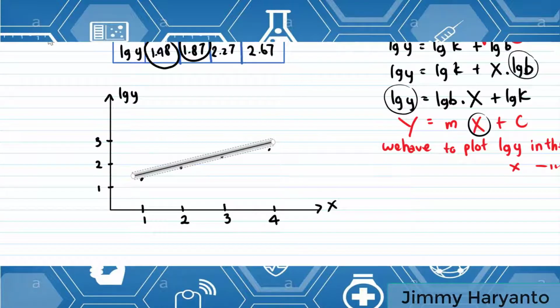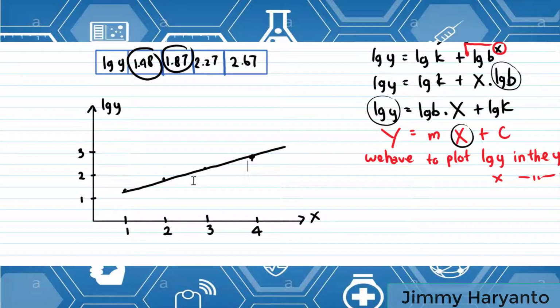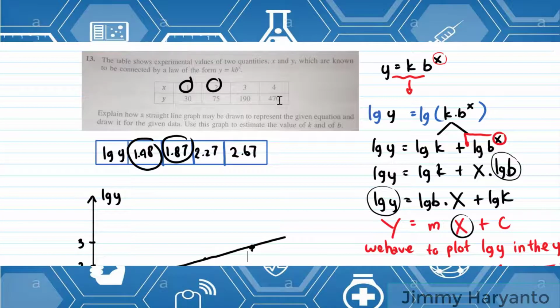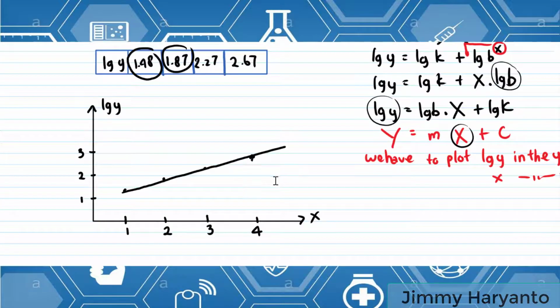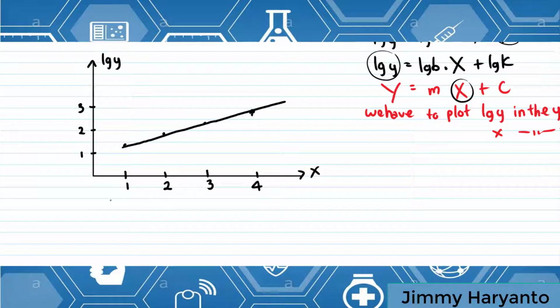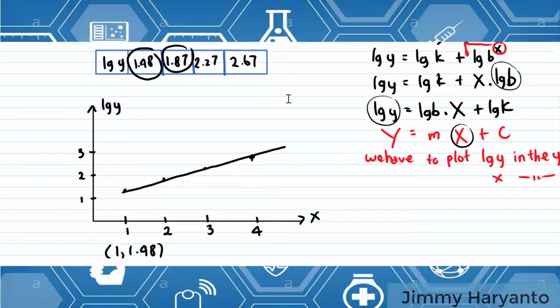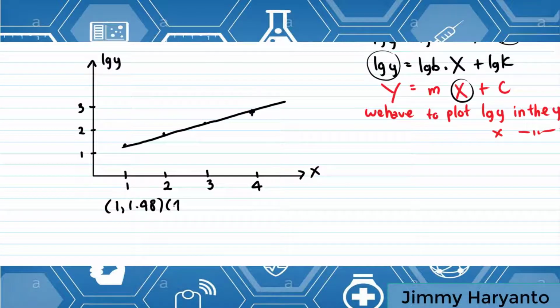Okay, this straight line. Wait a minute. Okay, the straight line will be like that, and then we have to find the gradient. Yeah, we will use 2 points. I will use the first point and the last point. The first point is 1,1.48, and then the last point is 4,2.67.